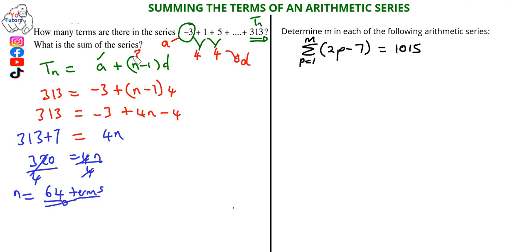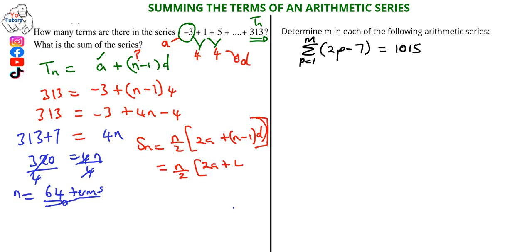Now, what is the sum of the series? Let's write our formula, guys. Sn equals n over 2 in brackets 2a plus (n minus 1)d. But in this case, do we need to use this formula? Remember, here we are going to have n over 2 times (a plus l). Sorry, not 2a plus l, but a plus l. Our l is our last term, guys.